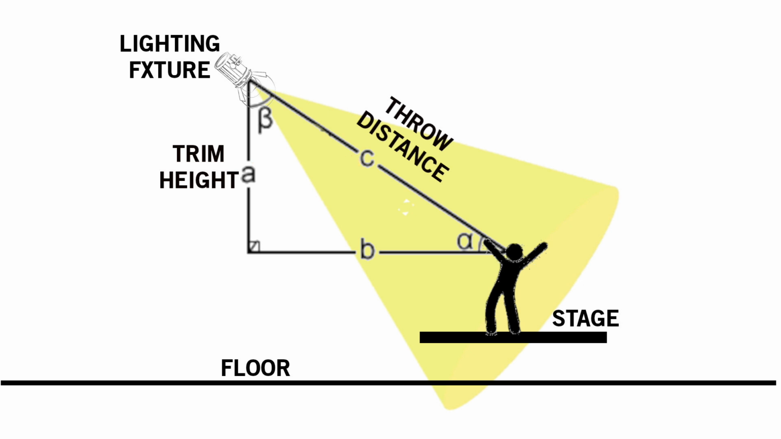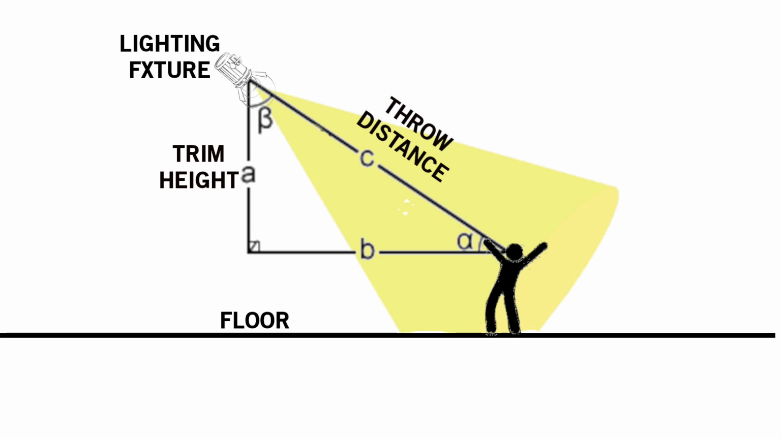In the triangle, the trim height is represented by leg A, and the throw distance is represented by leg C, or the hypotenuse. These are two commonly known measurements when designing a lighting plot. There are also three angles in the right triangle. One of them is always 90 degrees, but we are looking for angle A in this diagram, which is our angle of incidence. If our talent is standing on the floor and is 6 feet tall, we need to take that into consideration. To make this a true right angle, we need leg B to be 90 degrees of leg A, which is also your trim height.